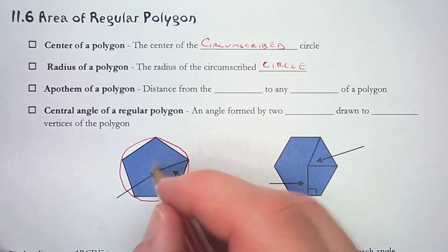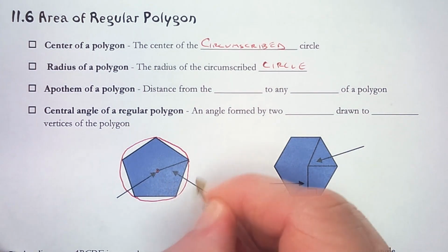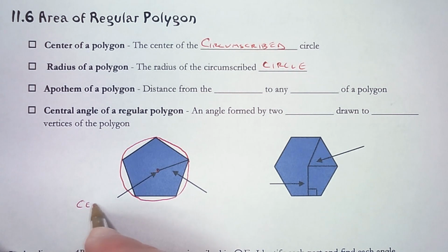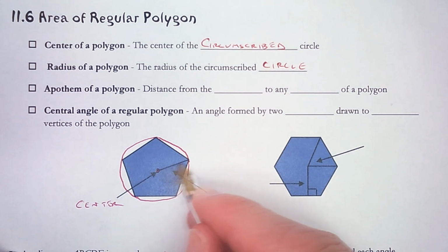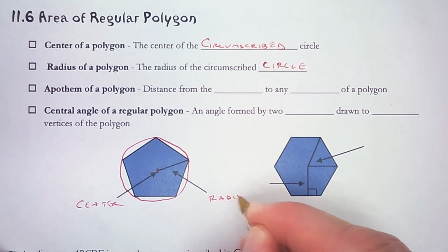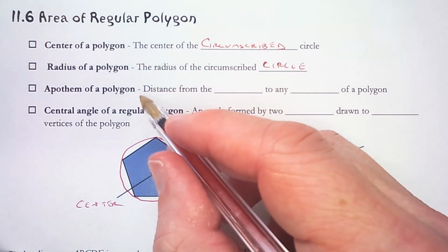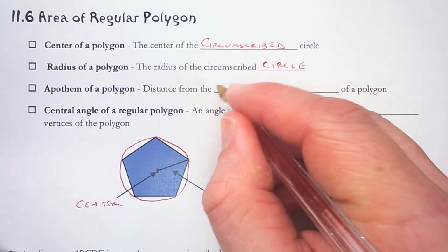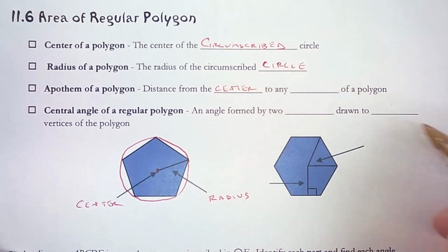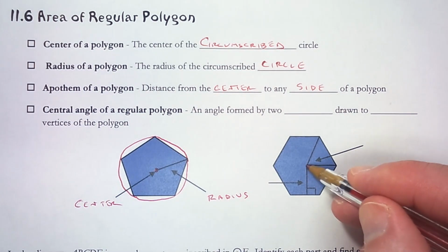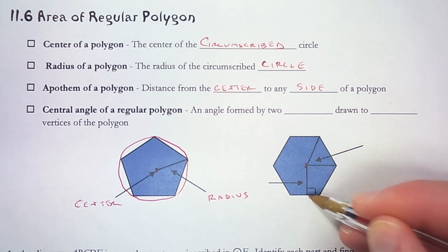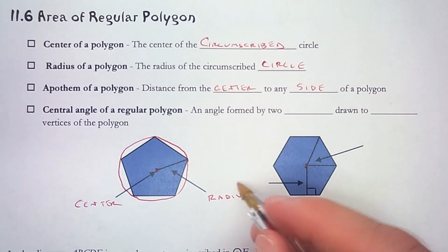So here in this picture, this point right here, the center of that circle is also the center of the polygon. And this radius of the circle is also the radius of the polygon. An apothem of a polygon is the distance from the center to any side of a polygon, and it is the shortest distance, which means it is the perpendicular distance. So right here from the center to a side, perpendicular to that side, is an apothem.